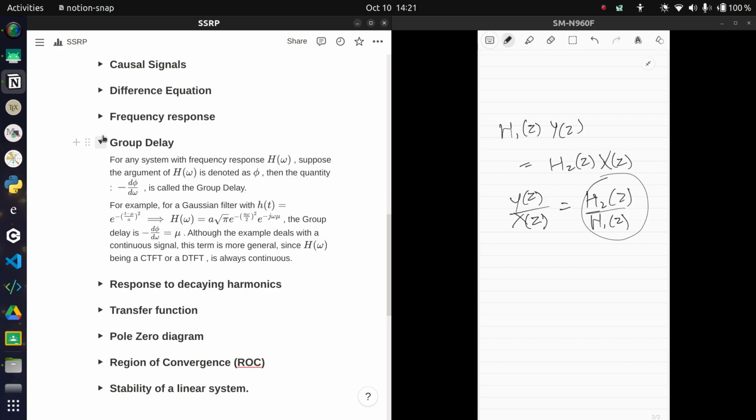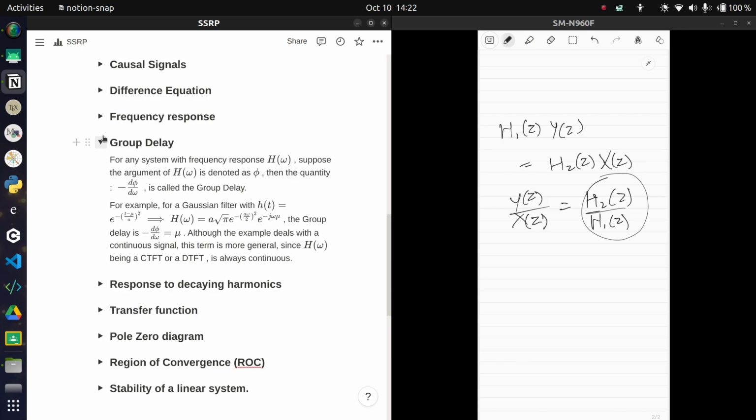Then there's this thing called group delay. So you know that you can have a DTFT, right? That DTFT tells you what to multiply each frequency with. Whatever you multiply it with is a complex number, so it has some magnitude as well as some phase. So how does that phase change with different omega values? That is called the group delay. Instead of defining it as d phi by d omega, you're defining it as negative d phi by d omega. I don't know why.